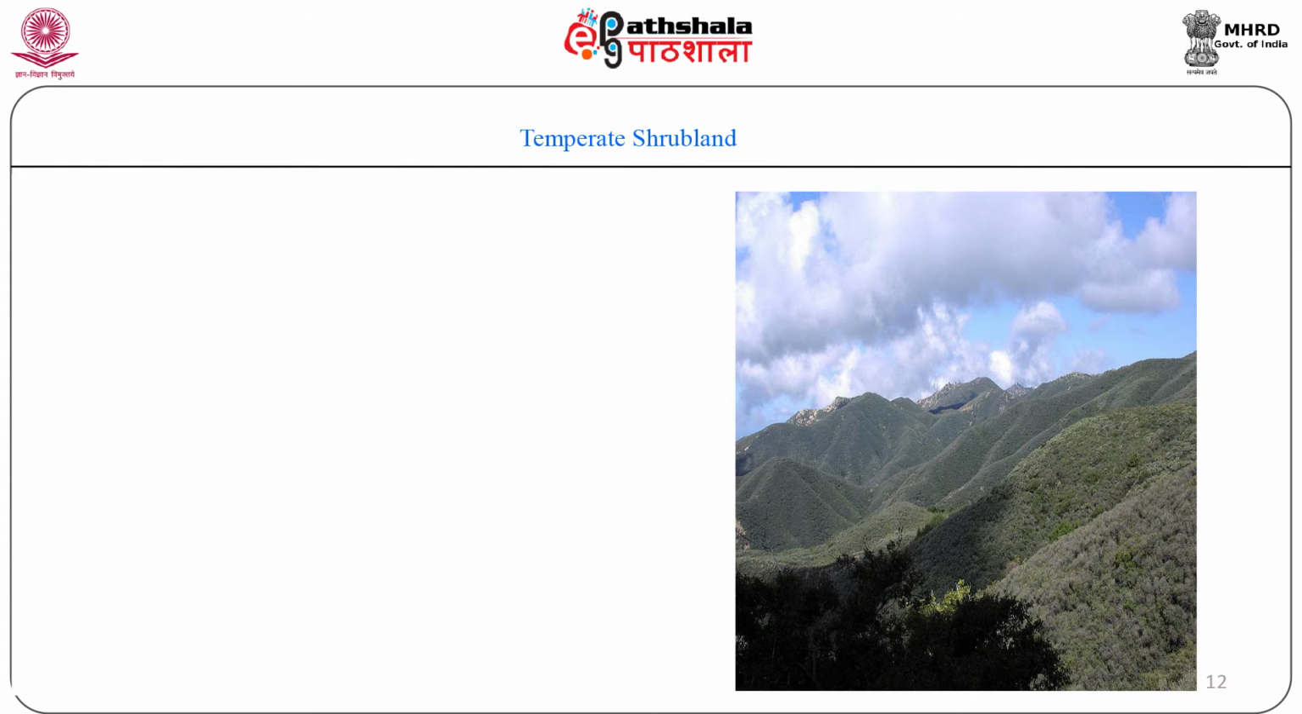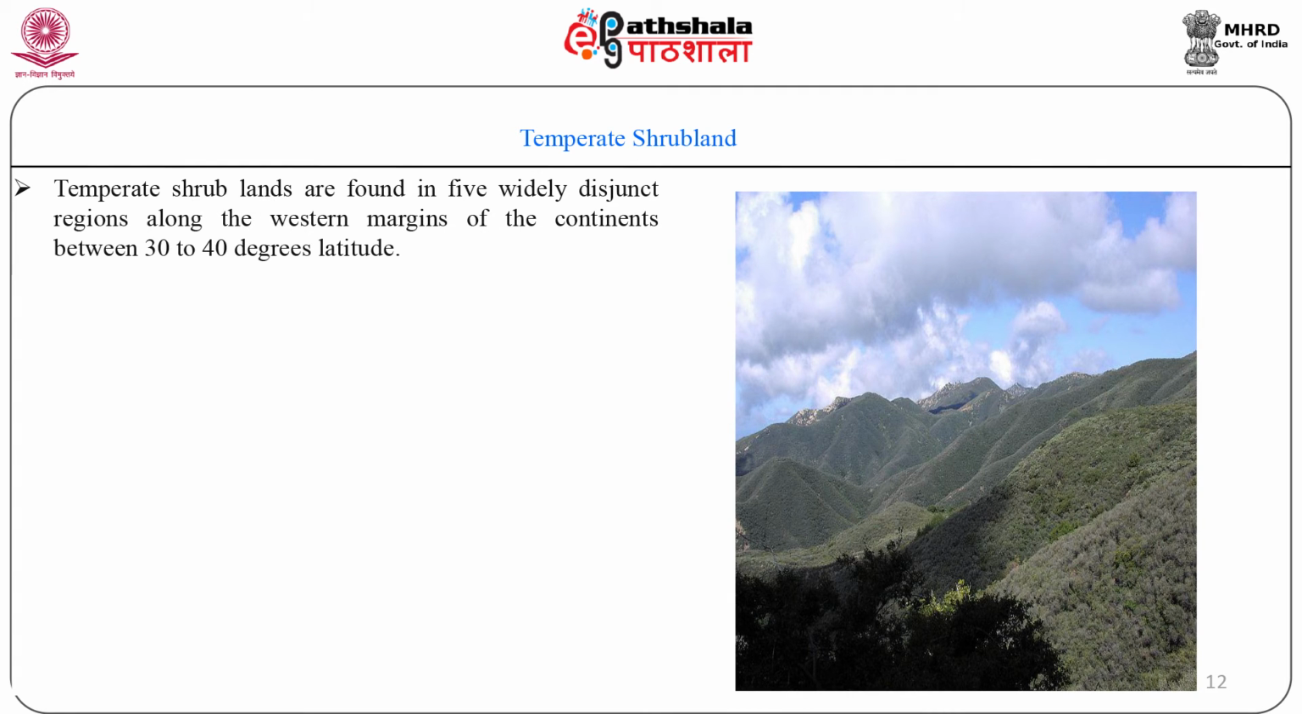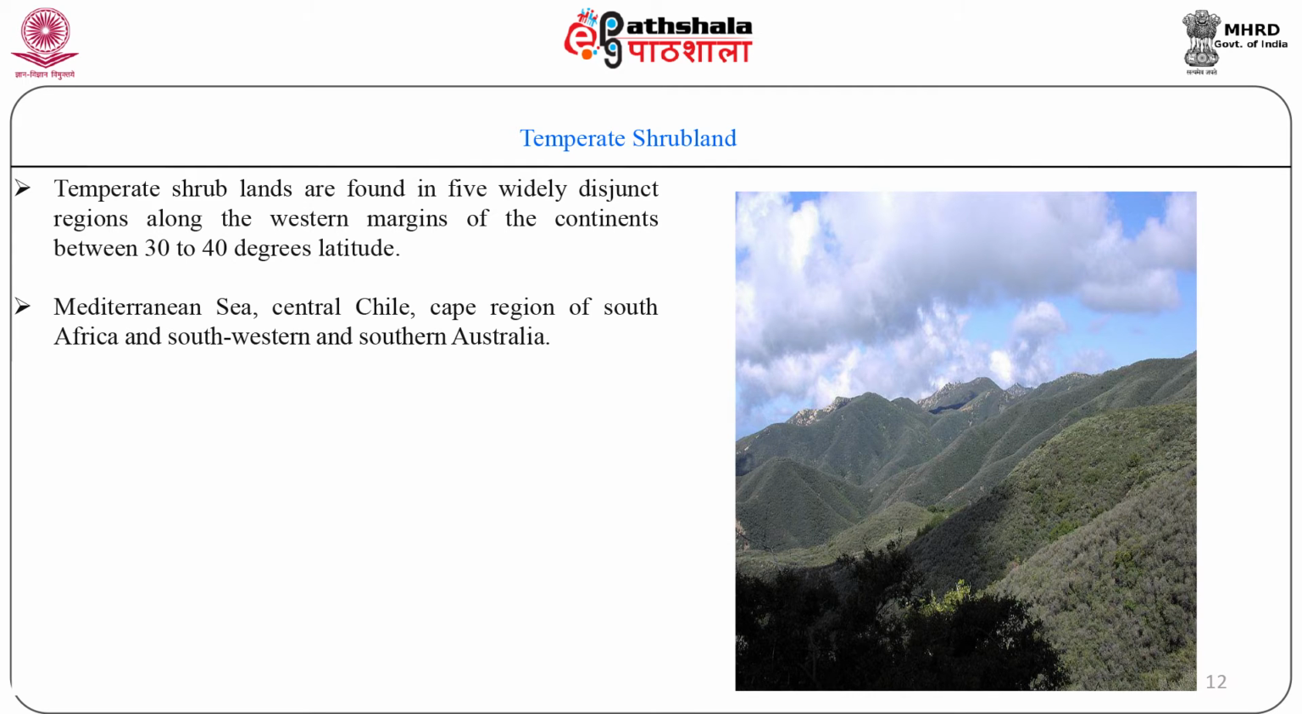Temperate shrublands. Mediterranean climates support temperate shrublands. Temperate shrublands are found in 5 widely disjunct regions along the western margins of the continents between 30 to 40 degrees latitude. Regions include areas bordering Mediterranean Sea, Central Chile, Cape regions of South Africa and southwestern and southern Australia.